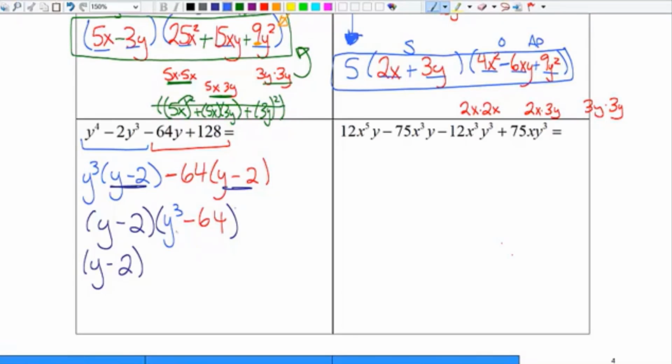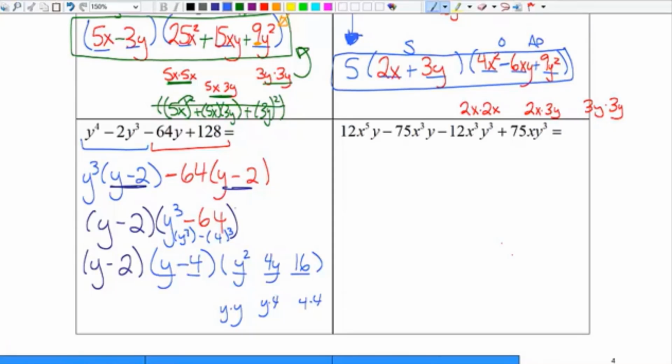So my second factor is going to factor into a binomial and a trinomial. I have y being cubed minus 4 being cubed. So y and 4 are in the binomial. Y times itself, that's y squared. 4 times itself, that's 16. And 4y fits in the middle. Then I do my signs same, opposite, always positive, and now I am completely factored. I don't ever have to worry about factoring that trinomial, because if it would have factored, it would have factored in the formula.